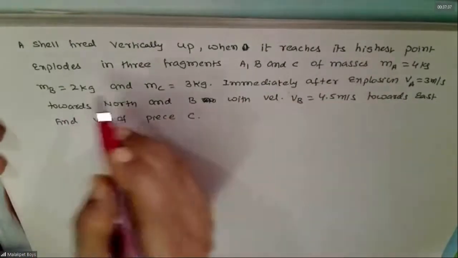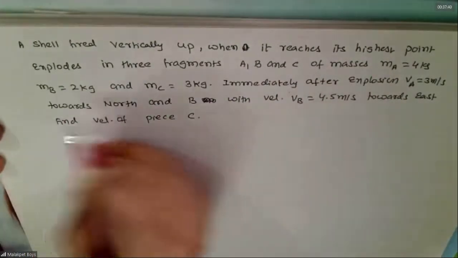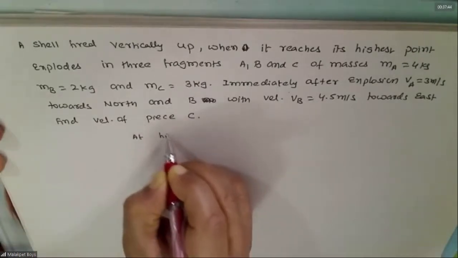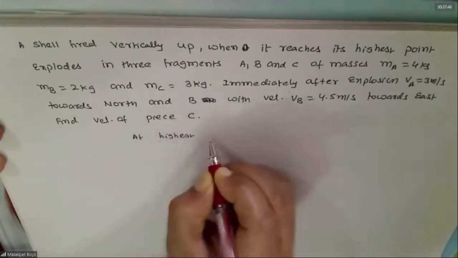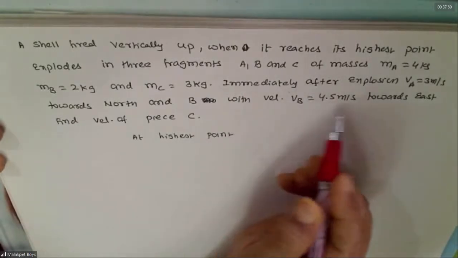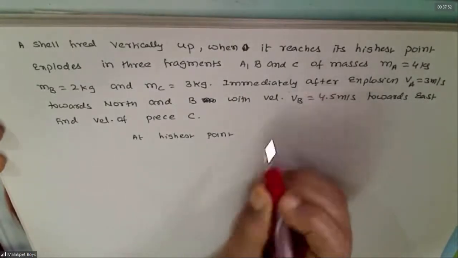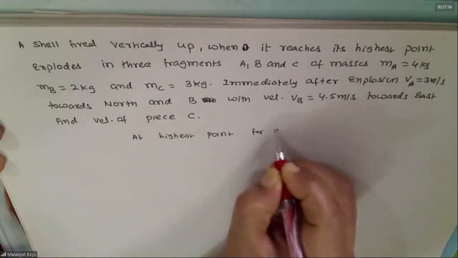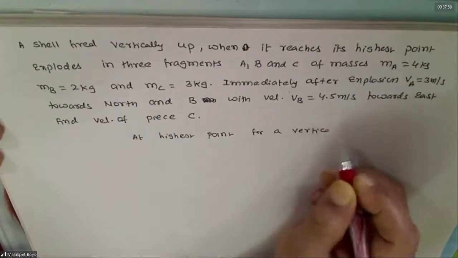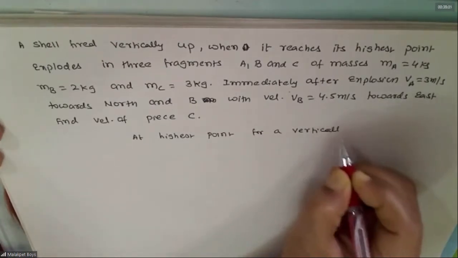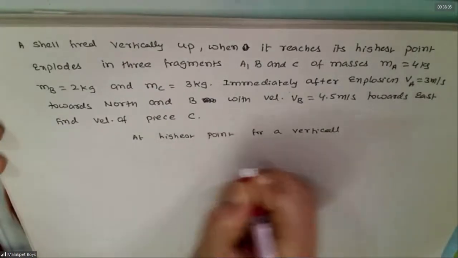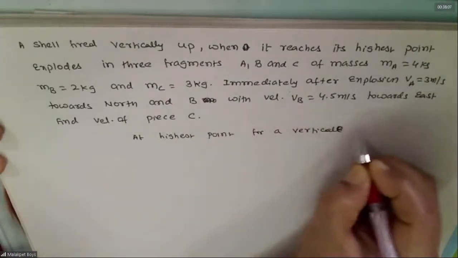Now here, at the highest point, what is the velocity of the shell? 0. Not for all, only for vertically projected. In the projectile model, it won't be 0. Remember? In projectile motion, at the highest point, it has u cos theta. Yes, sir. X component. No problem.